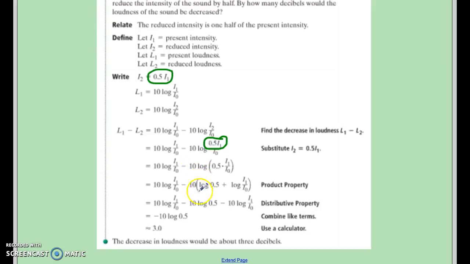This 10 has to stay out there, but see how I have my parentheses? The parentheses are where I can make sure that I'm mathematically still correct. Then I can distribute, because I'm just multiplying this 10 times both of my terms inside here. And it's a negative 10. Remember, don't lose that negative sign. So there's my distributive property, and then I can combine my like terms. I see that this is the same term as this, only I'm subtracting them, so those both cancel out. What I'm left with is negative 10 log of 0.5, and I put that in my calculator and come up with 3. So my answer is that my decrease in loudness is about 3 decibels.